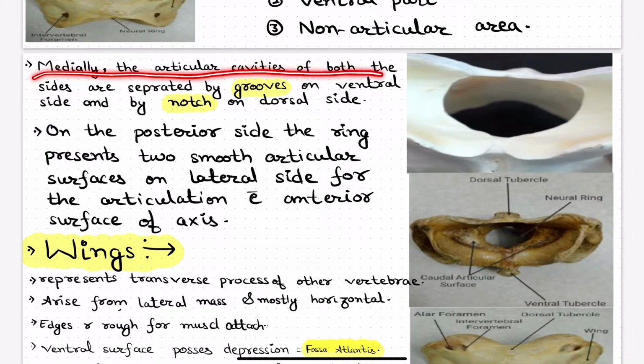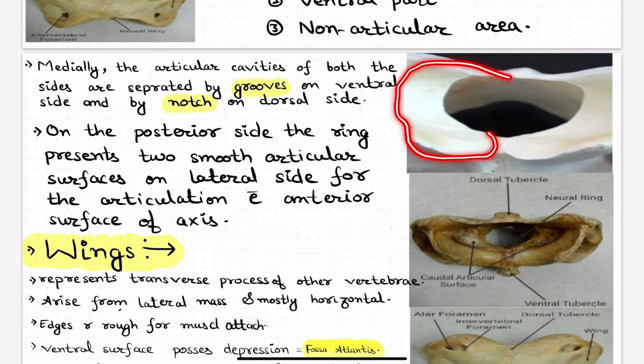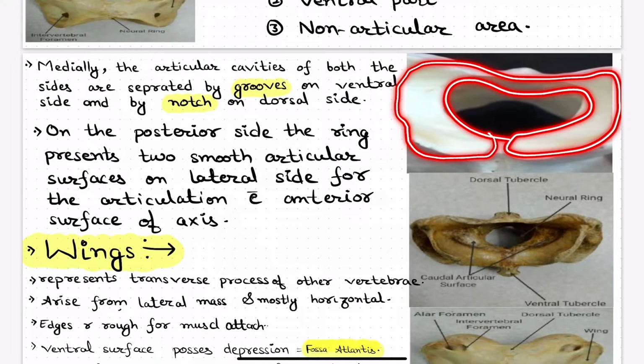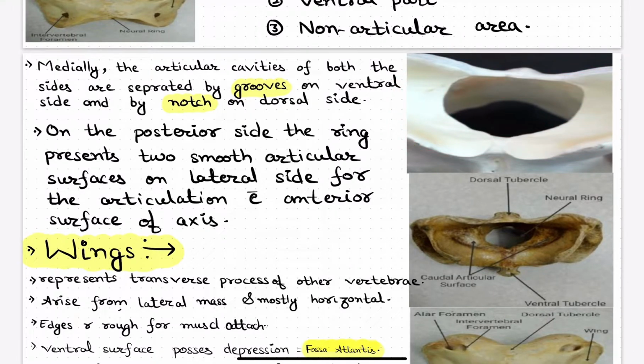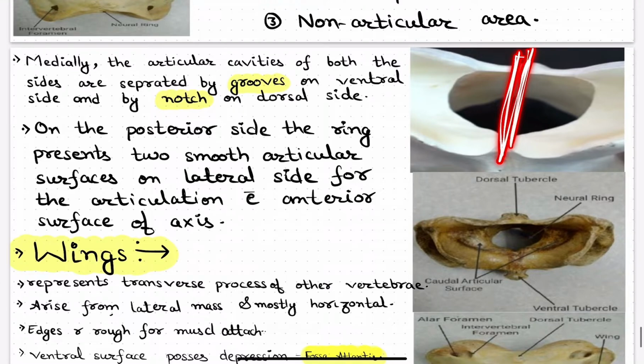Medially, the articular cavities of both the sides are separated by grooves on the ventral side and by a notch on the dorsal side. You can see this is the neural ring, and it is saying that medially, that means in the middle of this ring, it is separated by grooves on the ventral side. This is the ventral side, so here we can see the grooves, and the notch on the dorsal side. This is the notch on the dorsal side.